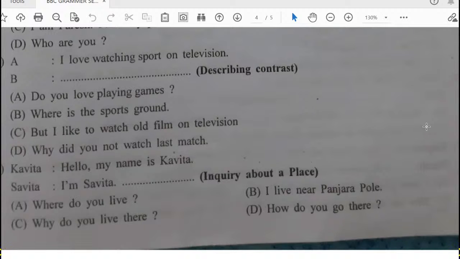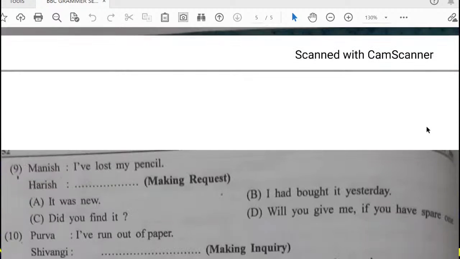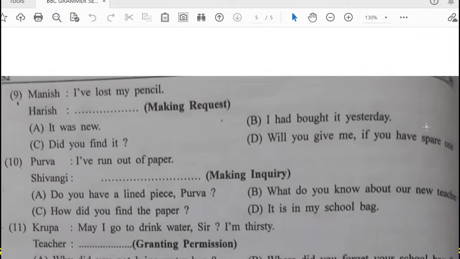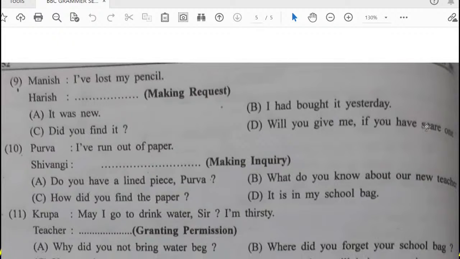Where do you live is the proper option for number 8 sentence. Now next sentence. Manisha said, I have lost my pencil. Harish said, what did he say? Let's see.